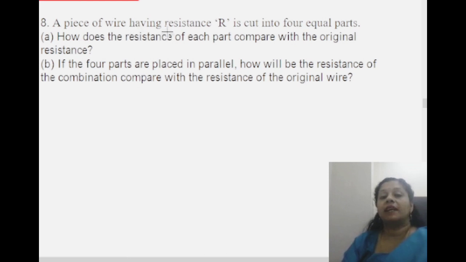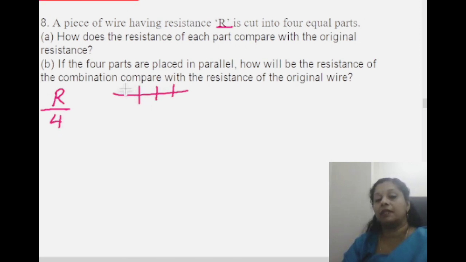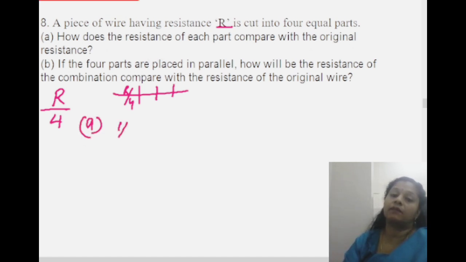A piece of wire having resistance R is cut into 4 equal parts. So each part will have R by 4 resistance, because it was a total wire cut into 4 equal parts. How does the resistance of each part compare with the original resistance? It will be 1/4 of the original resistance.